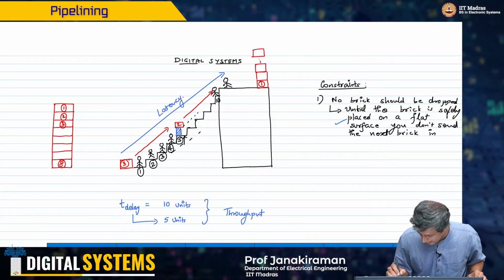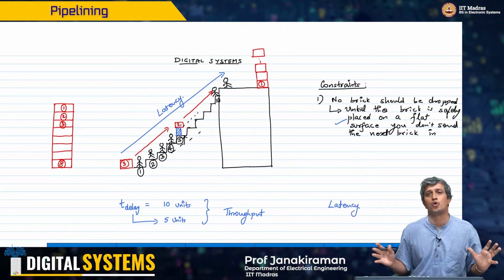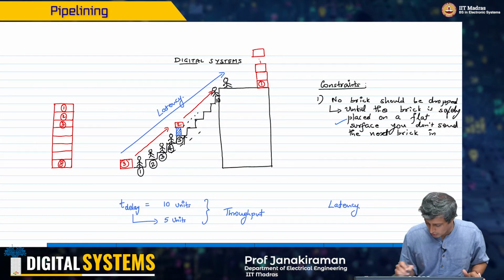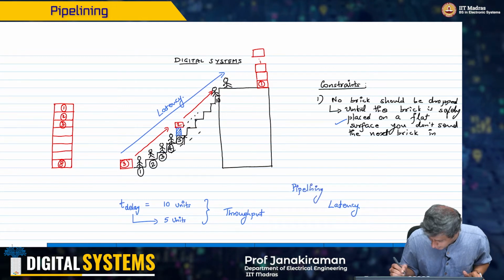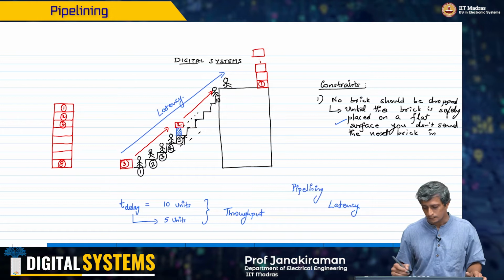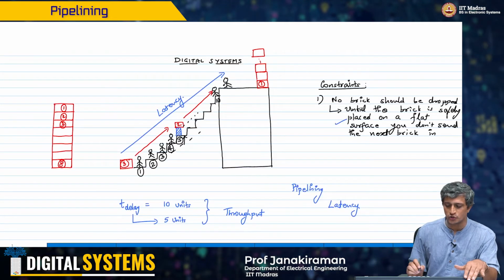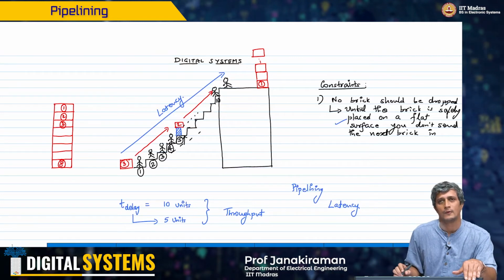Okay, so latency and throughput are two numbers that we will be talking about when we talk about the idea of pipelining. Okay, now I will introduce a more interesting problem into this whole setup here, right.